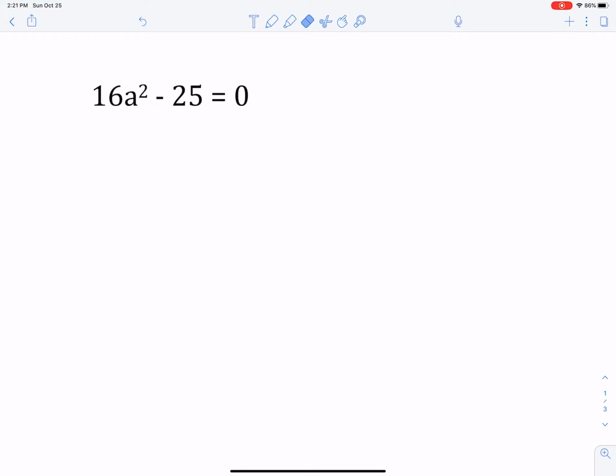Our next equation is another one where everything's already on one side and it's equal to 0 to begin with. That's good. It saves us a step. We don't have to move things around from one side to another one. We can just go ahead and start factoring.